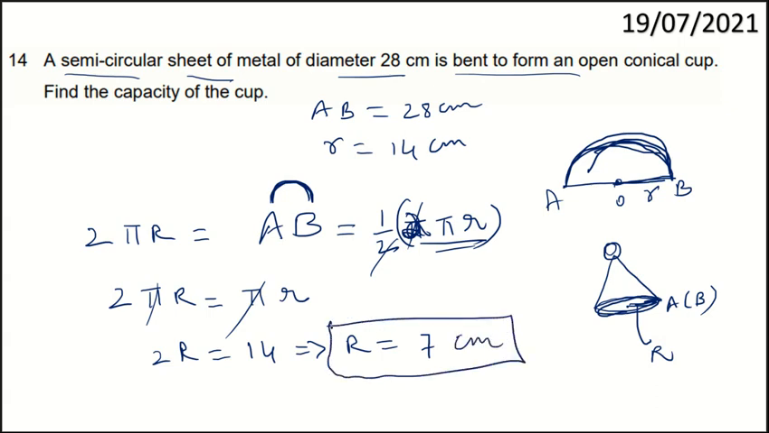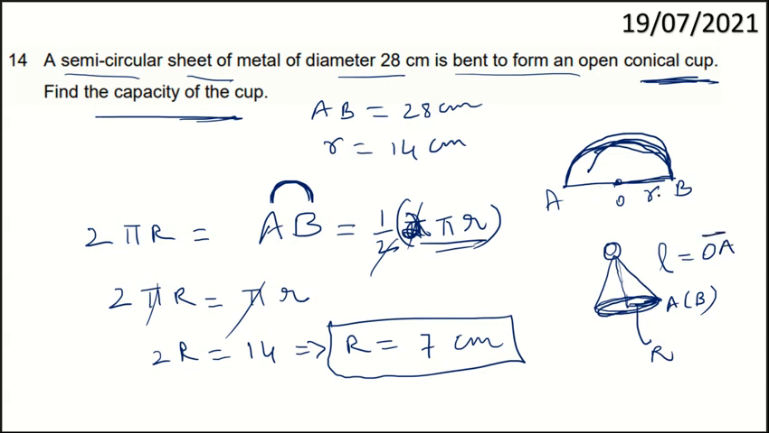So now you have got the radius of the base of the cone. How to find the capacity of that conical cup? If I want to find the capacity of the conical cup, I must require its height also. How to find this height? That is the next question. Now, try to observe what the slant height L is. Slant height L is OA.